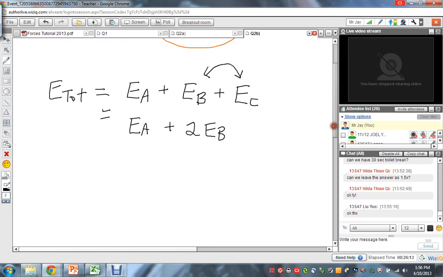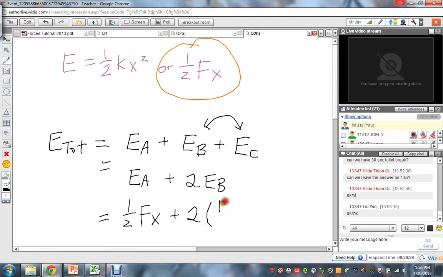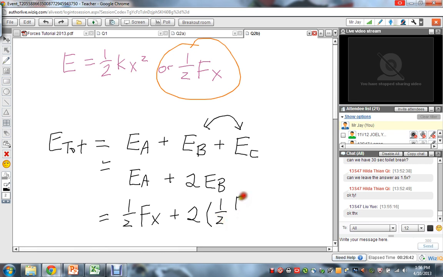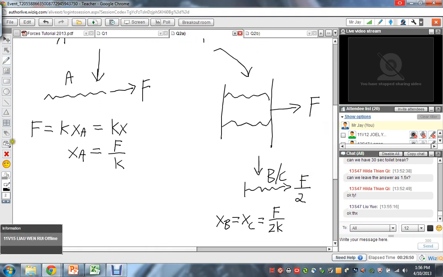Now, we use half Fx. So for spring A, half at a force F, x on spring A, and for spring A we know the extension is x. For spring B, we know the force acting on it is F over 2. Oh sorry, I forgot the half. Let me put the half in first so that it's nicer. Half. We know that the force acting on spring B is F over 2. That is from 2A.